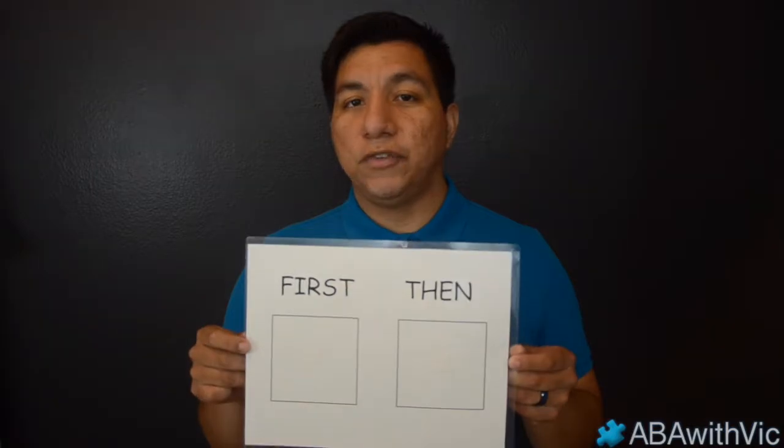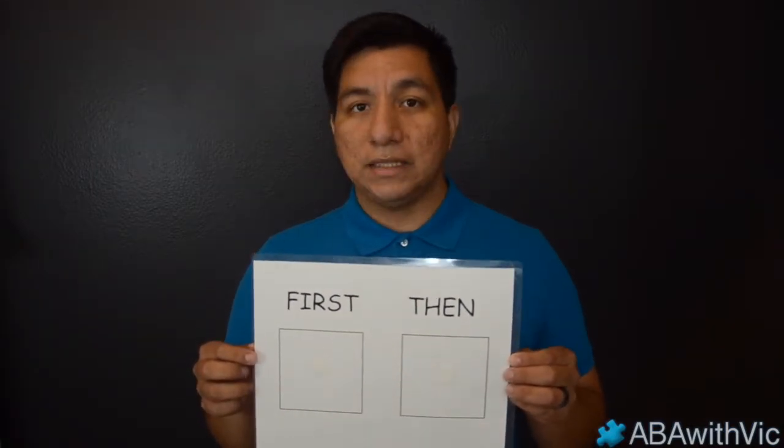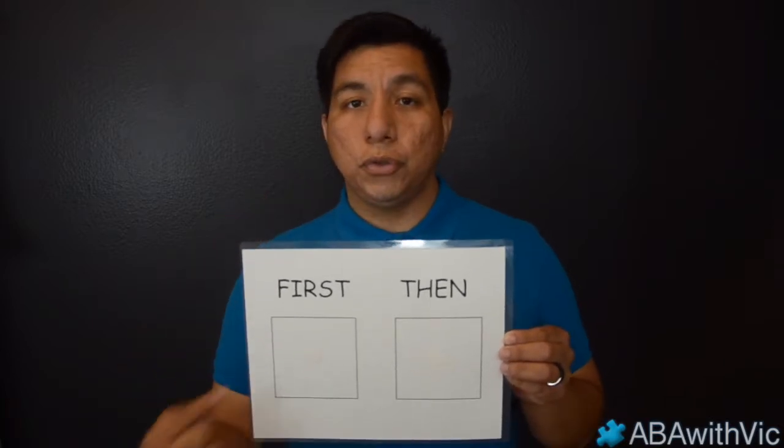As you can see, this board is very simple. This board has the words first, then, followed by two squares. The purpose of this board is to let the individual know what's going on next.